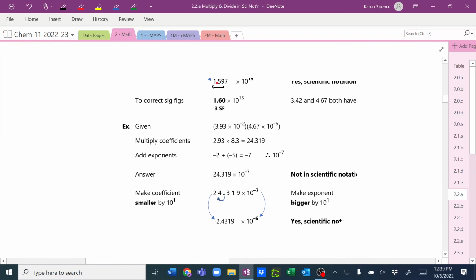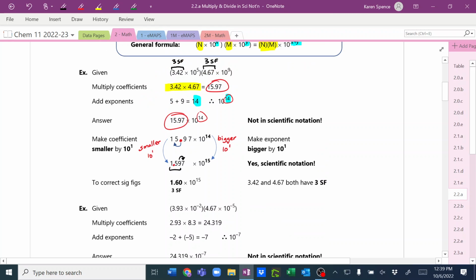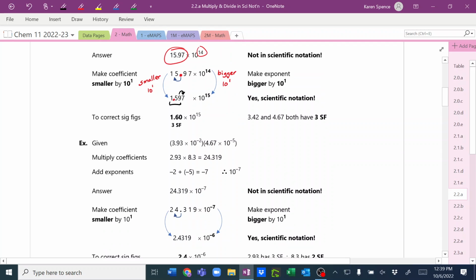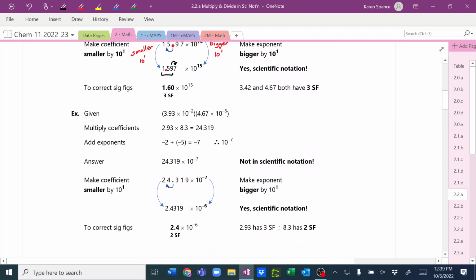I think I wrote the wrong example here. Yep, I wrote the same example, but it's not the same. So here, let me fix this. So this should be 2.93 times 10 to the negative 2 times 8.3 times 10 to the negative 5. Okay, so I wrote the example down wrong. Obviously, I was cutting and pasting and didn't do a very good job.